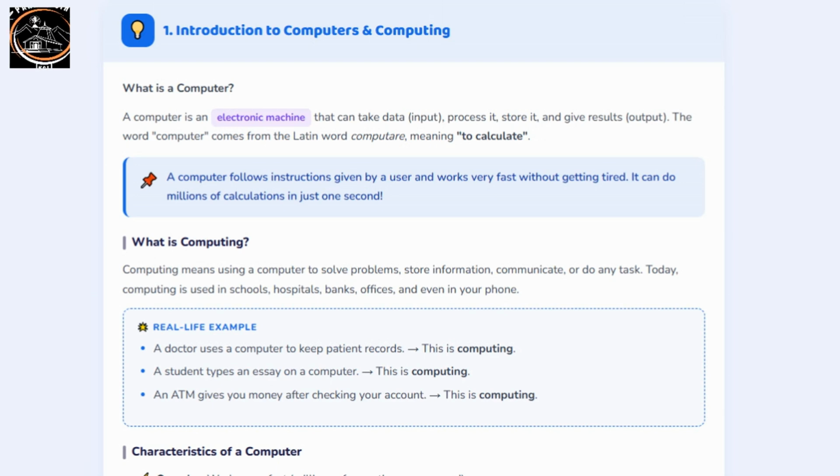An electric machine is basically designed for one task, like a kettle. You can just use it for hot water and get the hot water from the kettle. But electronics means you can process your data. It can process, it can store, and it can think. So a computer is an electronic machine. The word computer comes from the Latin word computere, meaning to calculate. Okay. And the next one is, what is computing?